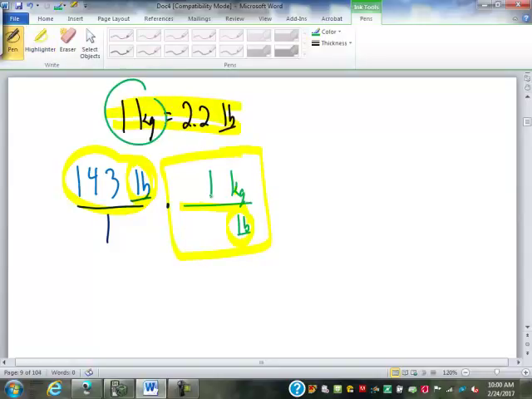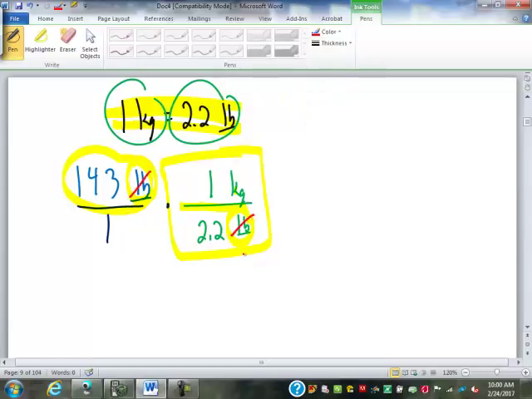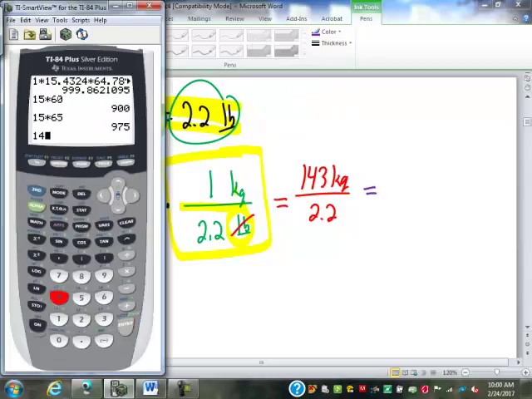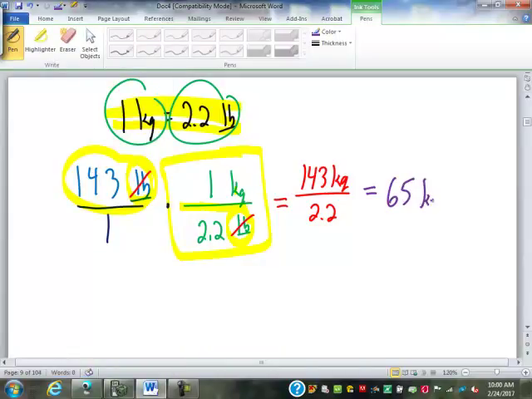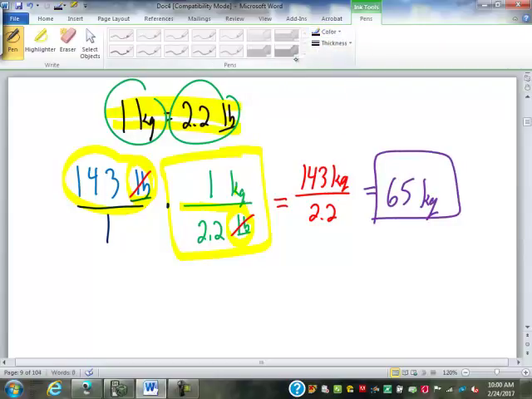Okay, 1 kilogram is 2.2 pounds. I put the 2.2 with my pounds. The pounds cross cancel out. Now I'll multiply. 143 times 1 kilogram is 143 kilograms. On bottom, 1 times 2.2 is 2.2. And 143 divided by 2.2 is 65. So it's 65 kilograms. Any questions?